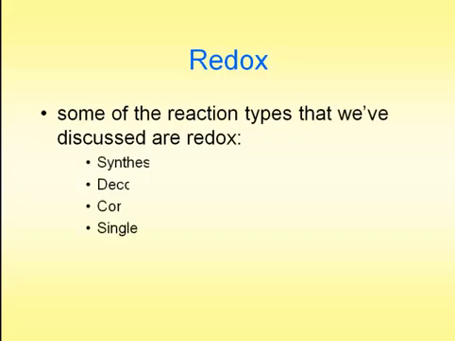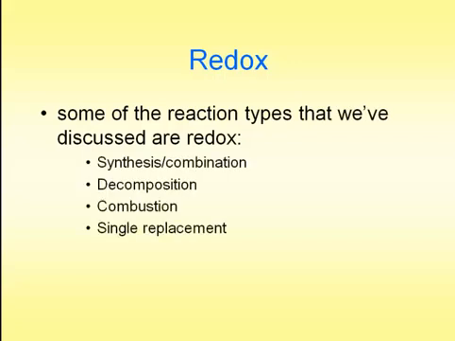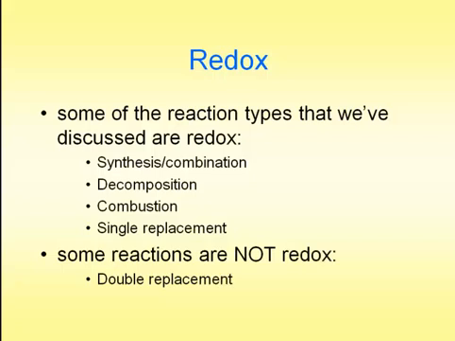Some of the reaction types that we've discussed before are redox reactions, including synthesis, decomposition, combustion, single replacement. Double replacement reactions, on the other hand, are not redox. Every element maintains its same oxidation number throughout a double replacement reaction, so it's not a redox process.